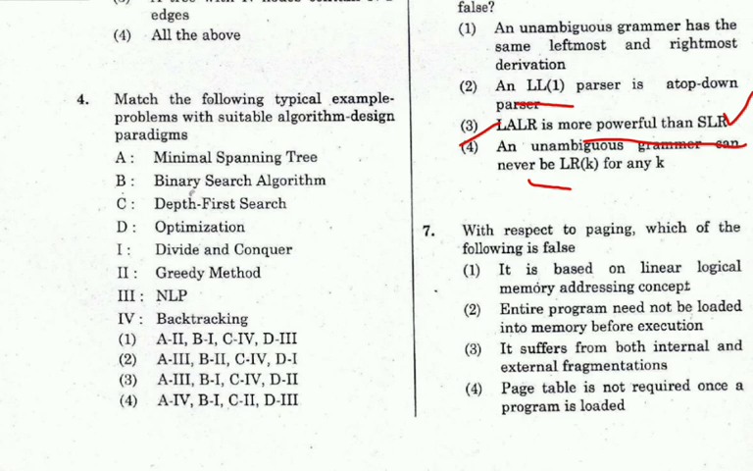So why do we go for paging? If you use paging, you can avoid external fragmentation, but there will be a little bit of internal fragmentation. Paging eliminates external fragmentation because every page is mapped to a fixed size frame. Paging does have internal fragmentation, since the last page of a process might not completely fill the allocated frame. Since it doesn't suffer from external fragmentation, option 3 is false. It suffers from both internal and external fragmentation.